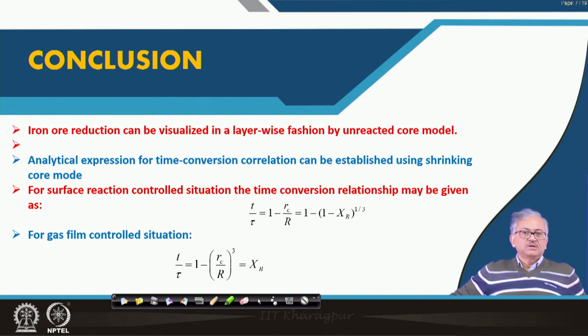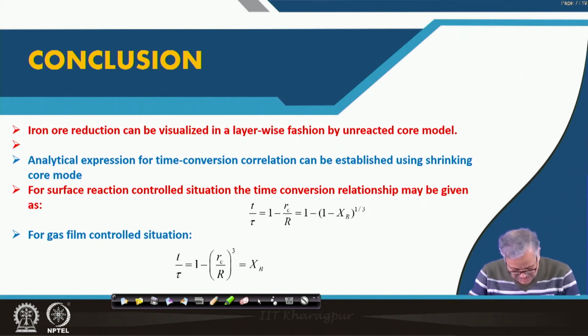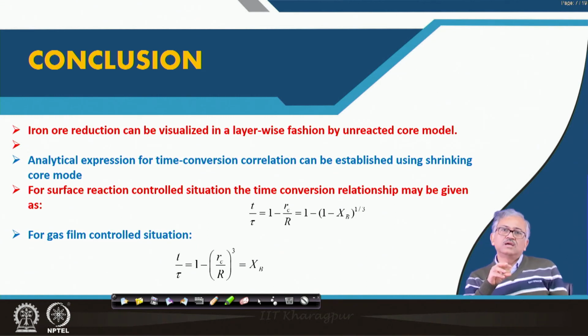In conclusion, what we have discussed so far is that iron oxide reduction can be visualized in a layer-wise fashion by the unreacted core model. That means the reduction of iron oxide can be nicely described by the shrinking core model, with an unreacted core of Fe2O3 at the center, followed by a Fe3O4 layer, that is the magnetite layer, and then a thin FeO layer, beyond which there is an ash layer, the product iron layer.